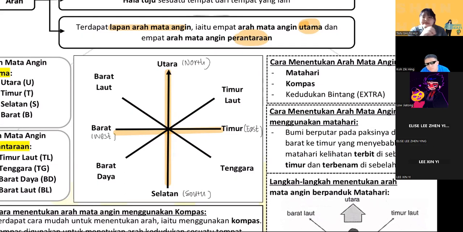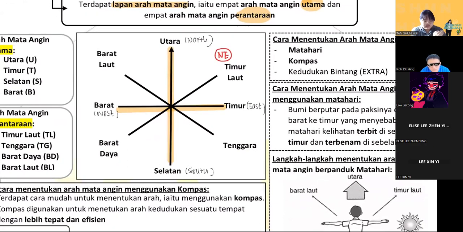Now, how about berantaraan? Berantaraan is the side, in between. So in between utara and timur, we have timur laut, northeast. Between timur and selatan, tenggara, southeast. Then between selatan and barat, we call it southwest, and followed by northwest.